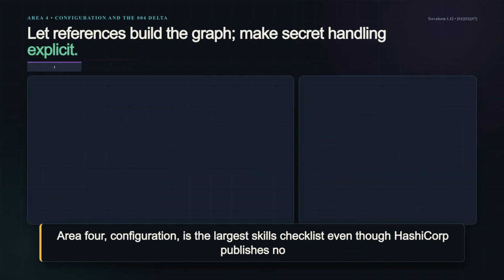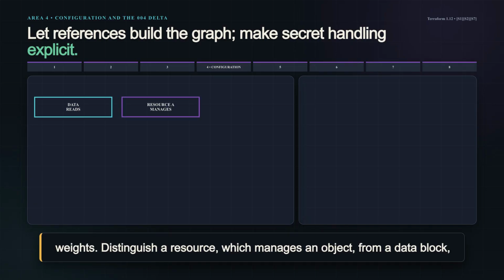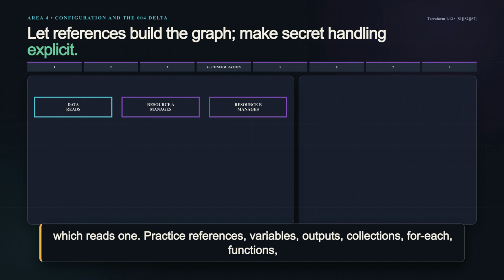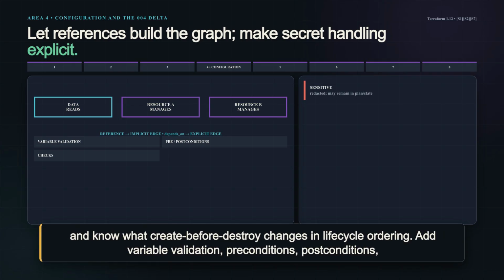Area 4, configuration, is the largest skills checklist even though HashiCorp publishes no weights. Distinguish a resource, which manages an object, from a data block, which reads one. Practice references, variables, outputs, collections, for each, functions, and implicit dependency edges. Use depends on only when Terraform cannot infer the relationship, and know what create before destroy changes in lifecycle ordering.